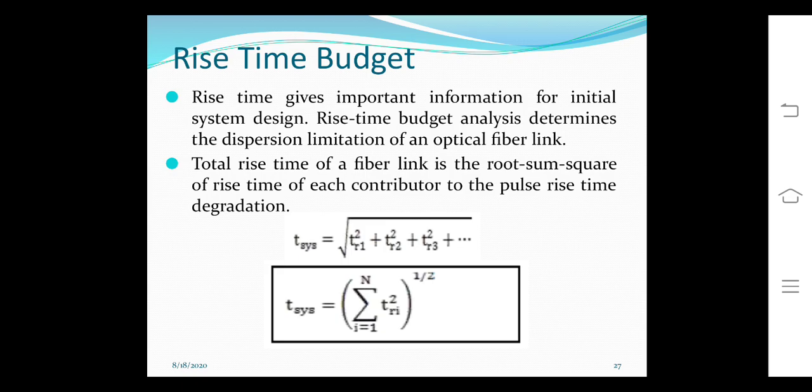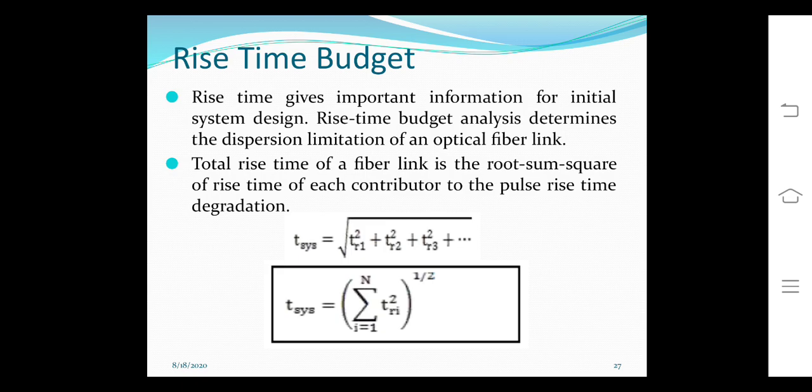So rise time budget analysis determines the dispersion limitation of an optical fiber link. The total rise time of a fiber link is the root sum square of the rise time of each contributor to the pulse rise time degradation. So you include n number of things, up to n, marked with dots.